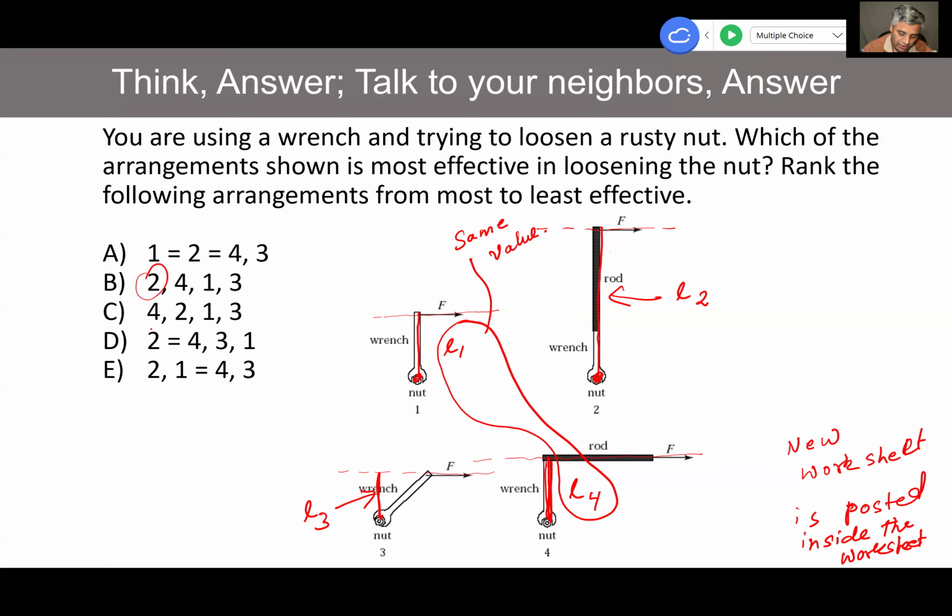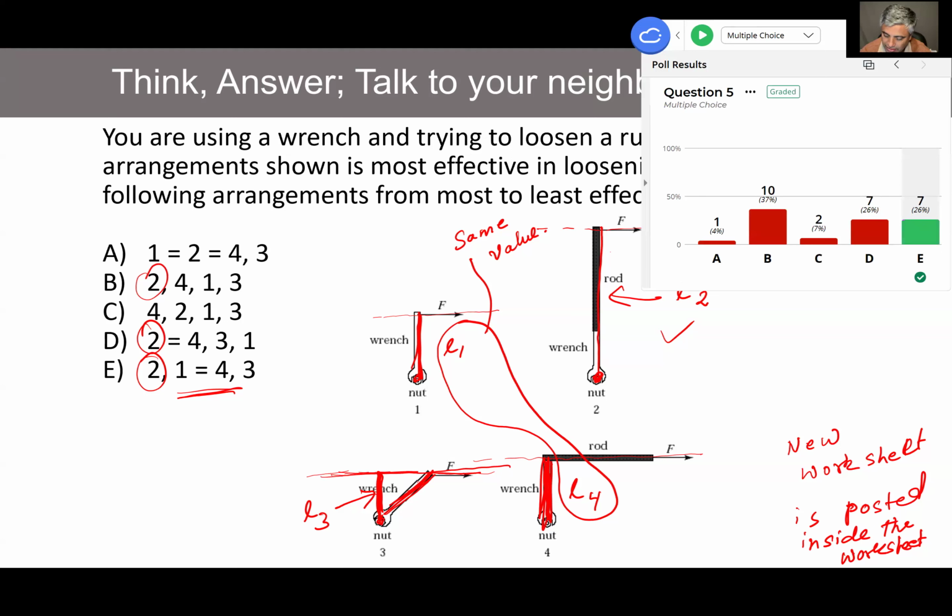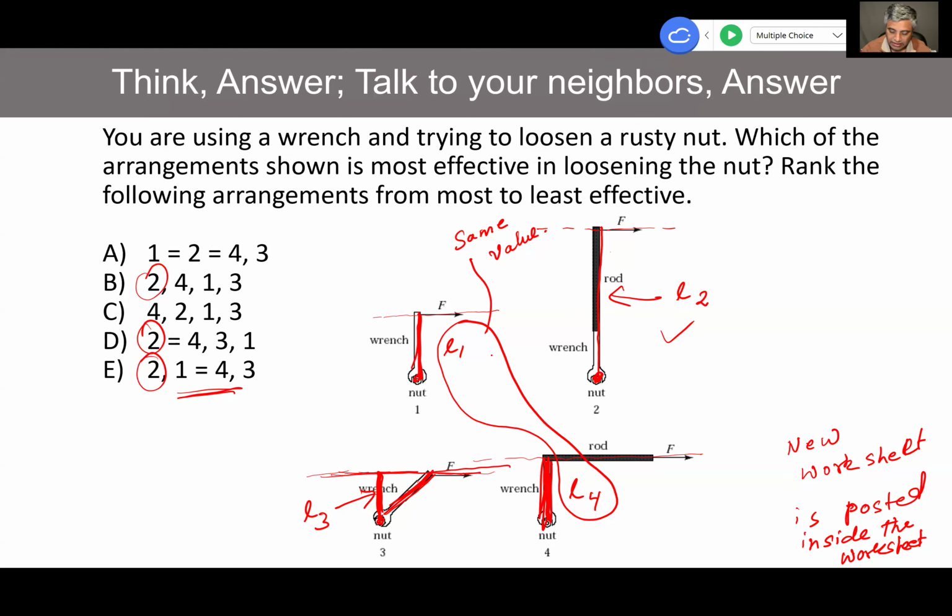So out of these three, the only one that has 1 and 4 equal, and of course 2 is largest. And L3 is the shortest one, because this length is shorter than this or that length. Because this whole thing would be that, but here, this is the lever arm, because the lever arm is the shortest distance from the axis of rotation to the line of force. So that's why it is very important that you keep that in your head. Okay? So that means E is the correct answer in this case. Anything you'd like to add or ask on this one?